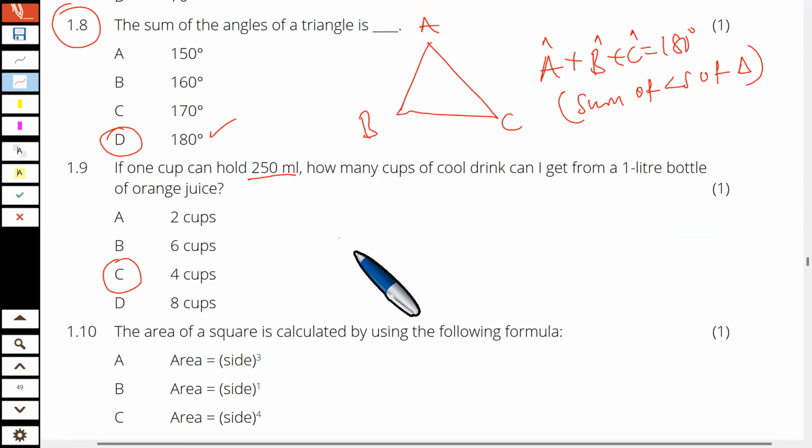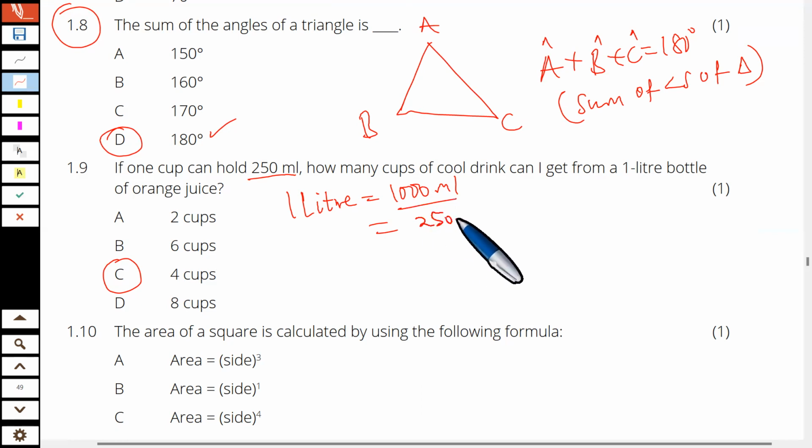So obviously you understand that 1 liter will actually be the same as 1,000 milliliters. So you have 1,000 milliliters. At this point, you just divide by 250 milliliters to find the number required, which is exactly 4 cups. If you divide 1,000 by 250, you get 4.